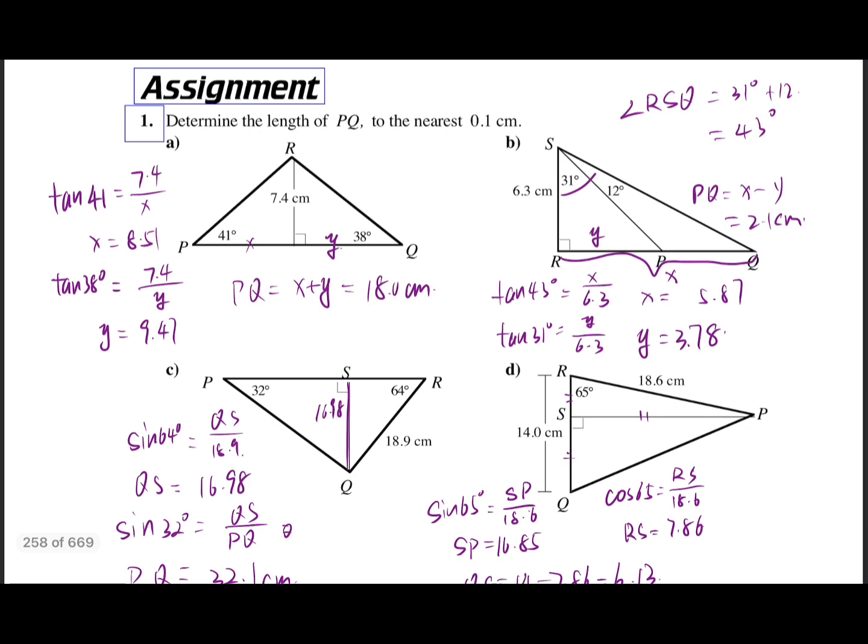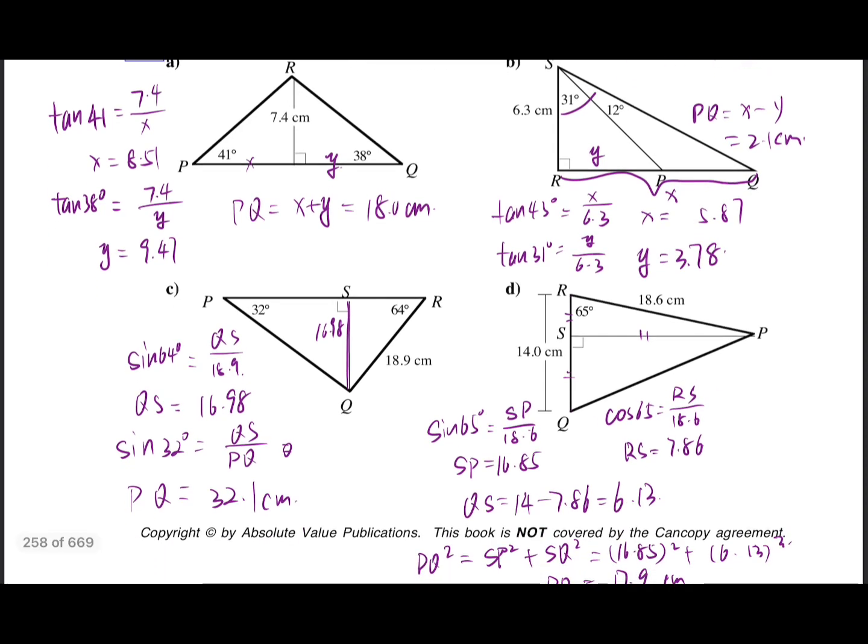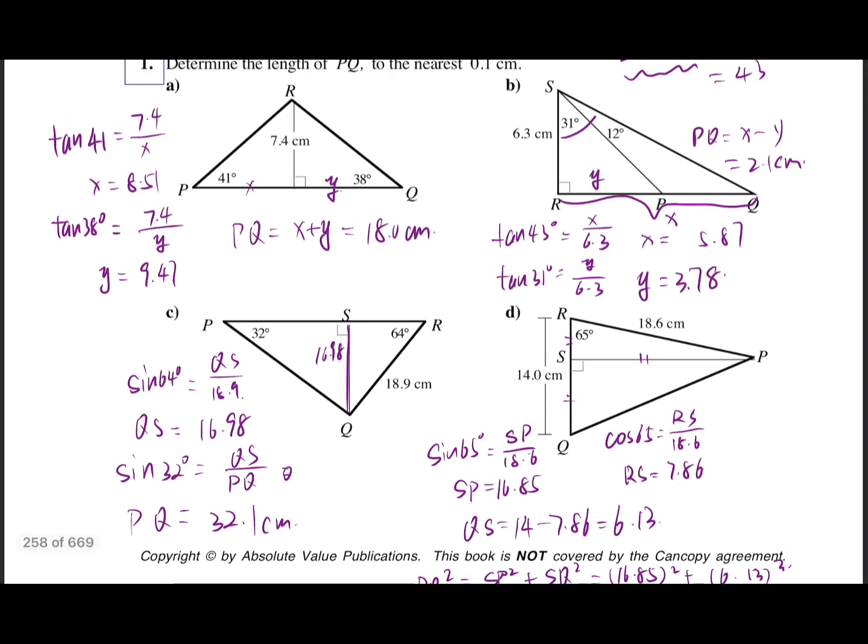And for B, we can set RQ as y and RP as x, and then x minus y is PQ. Then we use this R as Q, and we just take the sum of these two angles, 31 and 12, and then we get 43, and then we can find x and y, and finally we use x minus y, which is 2.1 centimeters.